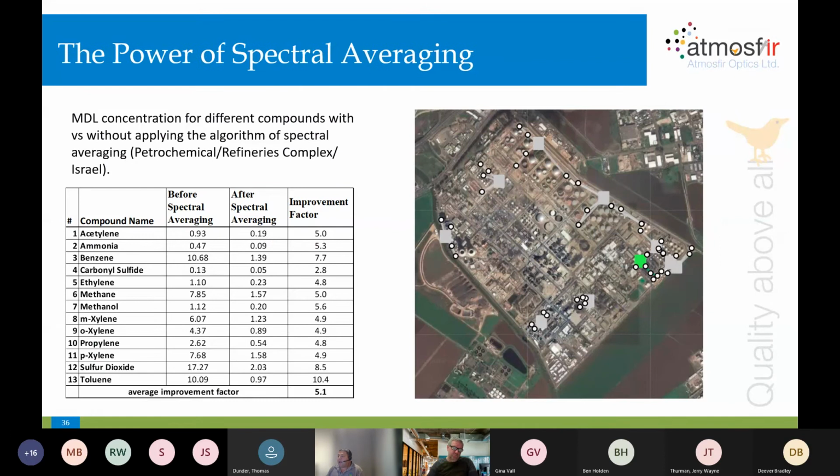This was chemical, and now we can go to the petrochemical industry. Again, we can see an average factor of 5. For some of the compounds we got a factor of 10, some a factor of 3, but for sure we can improve between 3 and 10.